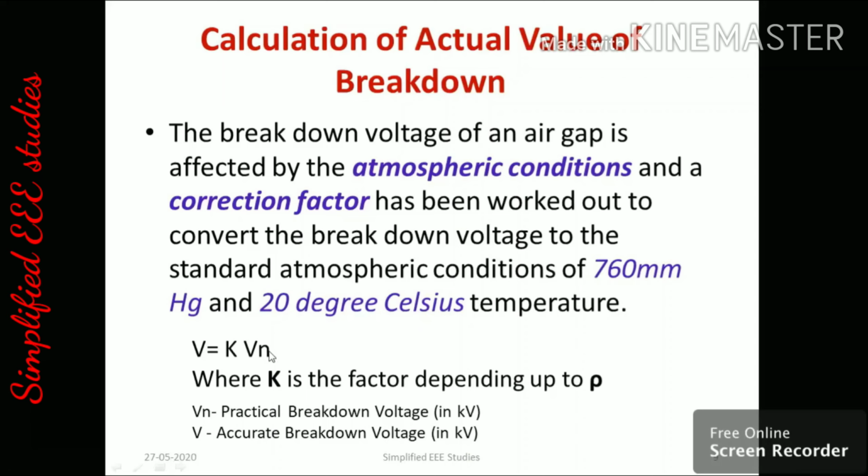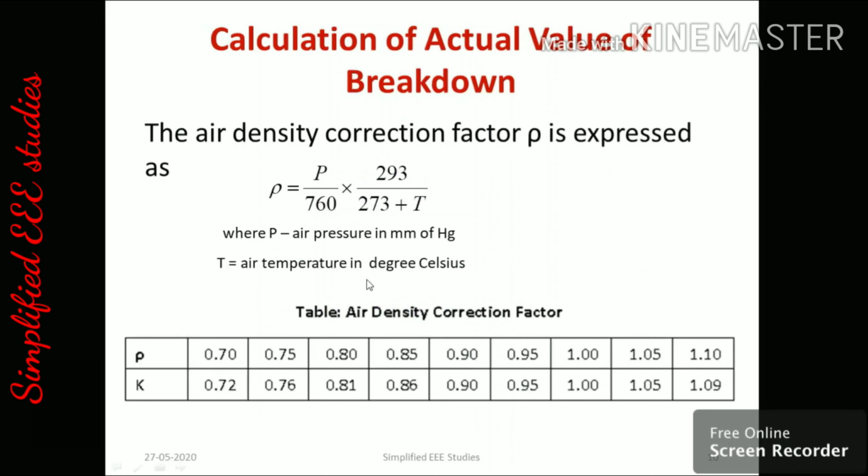So for how to calculate air density correction factor, there is a brief calculation to maintain the proper value. The air density correction factor, represented by either rho or D, is given by P divided by 760 multiplied by 293 divided by 273 plus T, where P is the pressure. Say I can take the pressure equal to 760 mm of mercury. Then temperature you can take 20 degrees Celsius. Okay, so you can do the calculation. Suppose I have got the value of rho equal to 0.85.